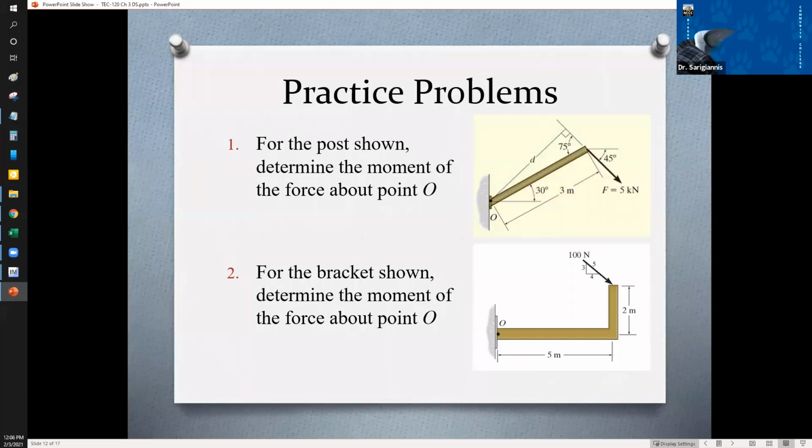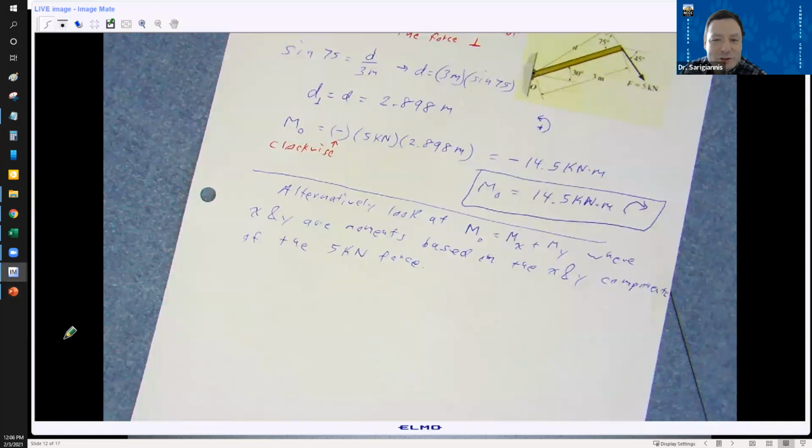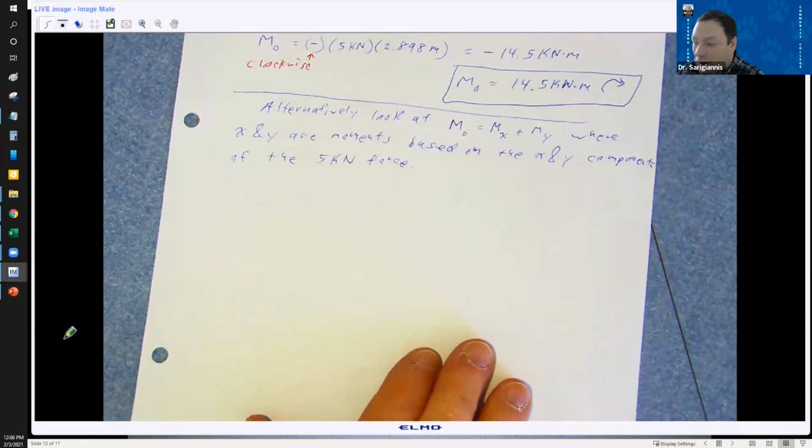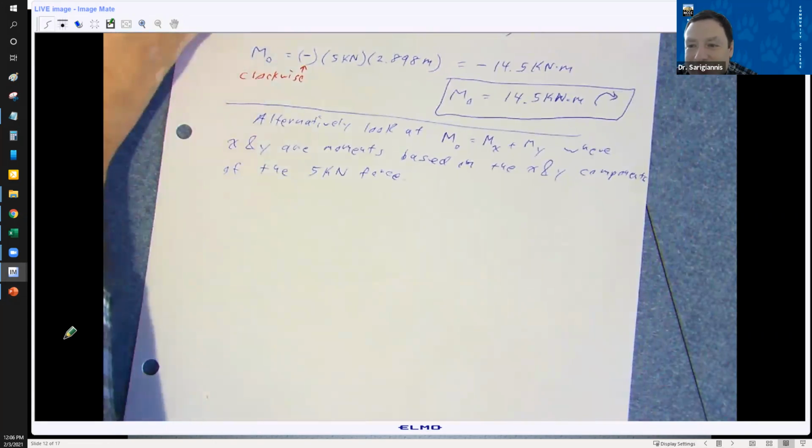I wanted to show you how you can sum the moments and still get the same answer and break it down into components. I showed it on a slide, but it makes more sense, I think, when it's drawn out and when you're taking notes. So hopefully you're taking notes as part of this process.